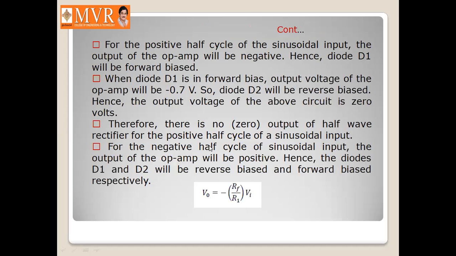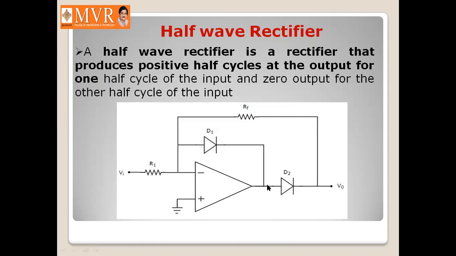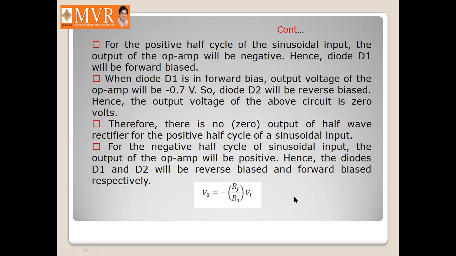So diode D1 will be forward biased, and the output voltage of the op amp will be at minus 0.7 volts, that is the diode cut-in voltage. Hence the voltage at this node is negative. This D2 diode will be reverse biased. A negative voltage will not switch on the D2 diode, so D2 will be reverse biased. Hence the output voltage of the circuit will be 0 volts.